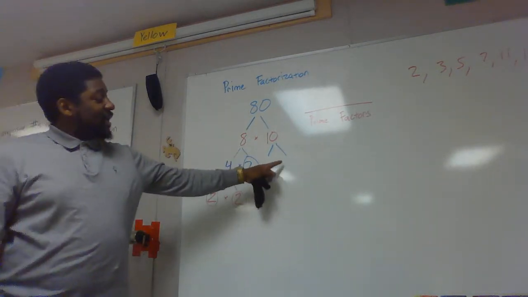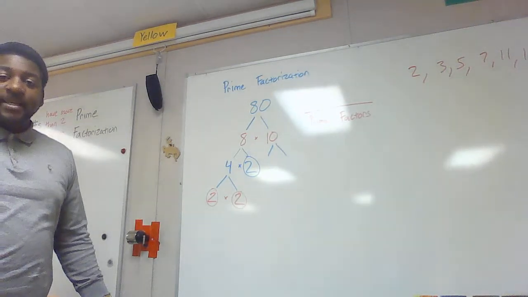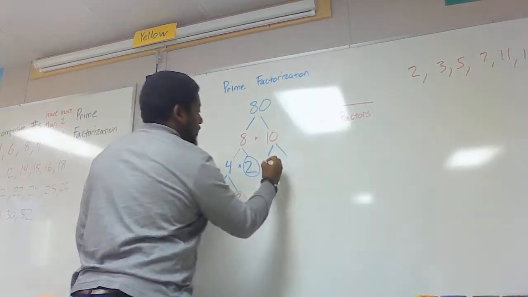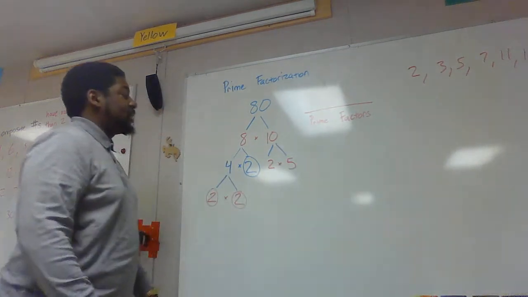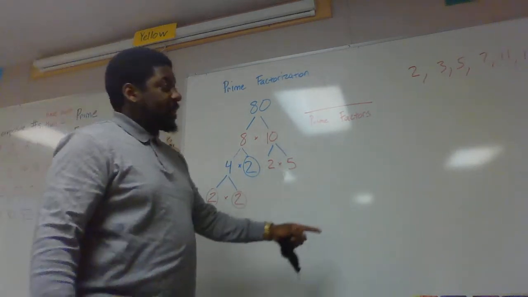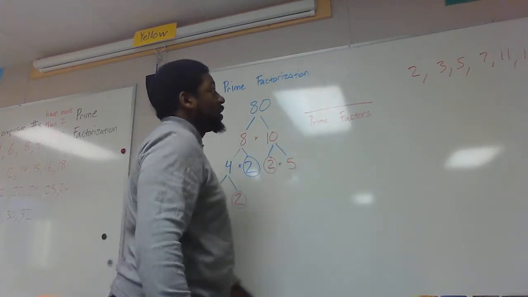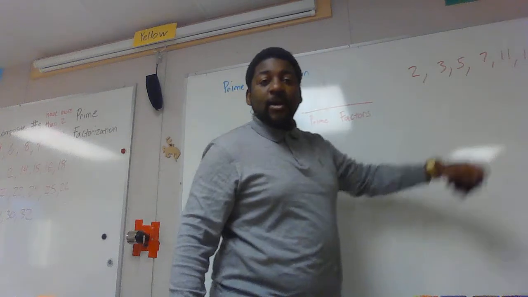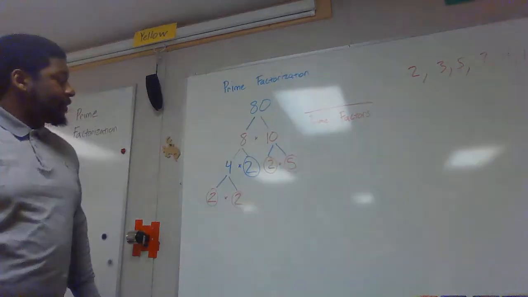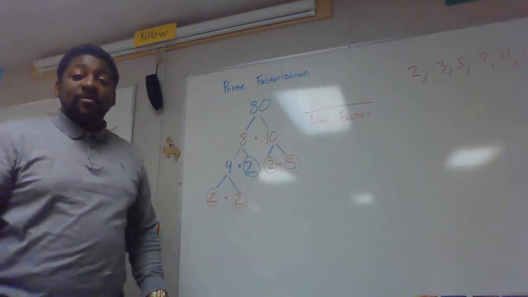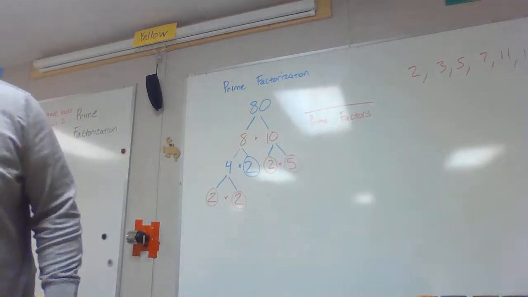On the other side, I still have a 10 to break down. How can I make 10? 2 times 5 makes 10. Look at my list here. 2 is a prime number, so I'm going to circle it. 5 is also a prime number, so I'm going to circle that as well. Once everything at the bottom is circled, you actually have your answer.